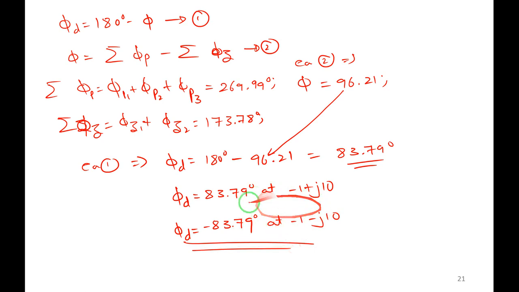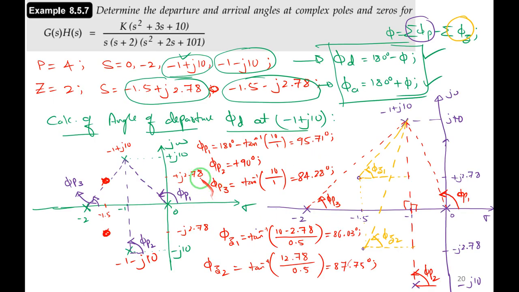Angle of departure, right? So at this point, how will it leave? Let me draw the diagram here. 83.79, so here I will measure the angle. 83.79 means somewhere it will come like this, meaning the branch will leave like this, and later it is decided by asymptotes. Here at this point, minus 83 means the branch will leave like this, somewhere like this, right? Symmetry should be there. I hope you understood how to calculate angle of departure.